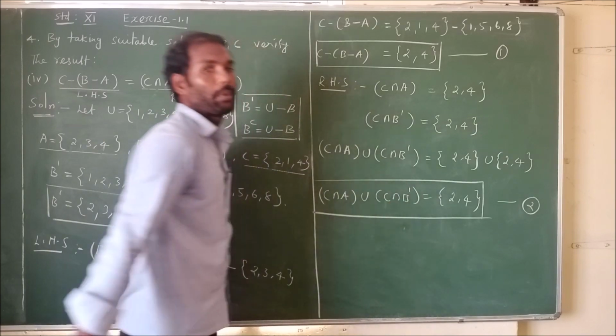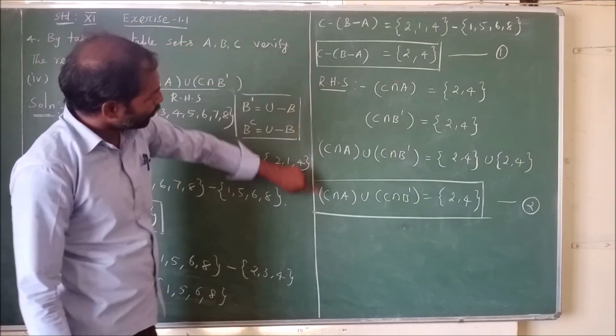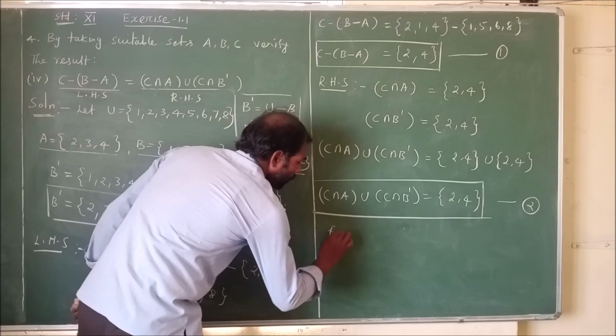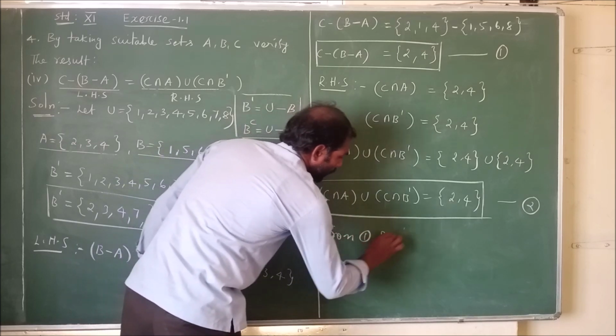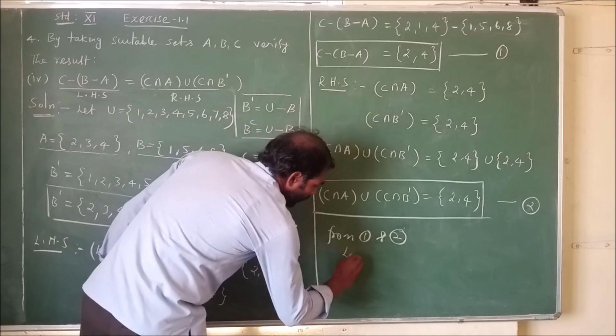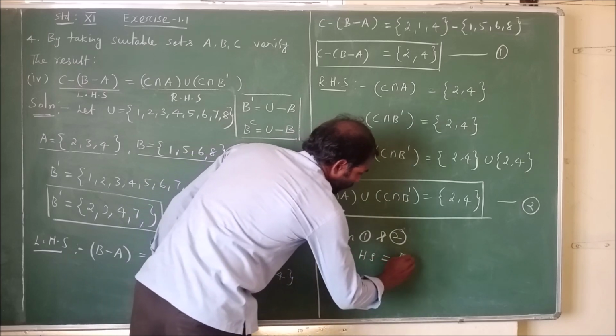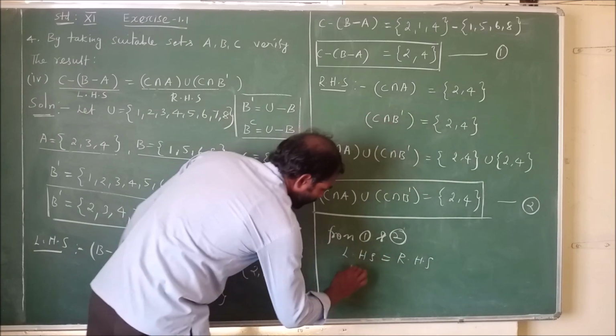This is equation number 2. From 1 and 2, LHS equals RHS, hence verified.